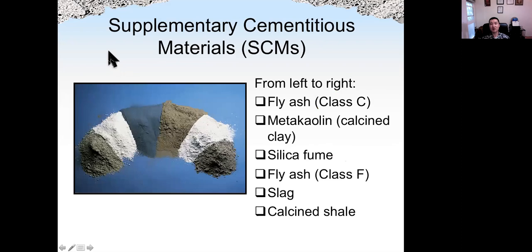The major types of SCMs include fly ash, which is a byproduct of the coal burning process. For fly ash, we have class C and class F. We also have metakaolin, which is calcined clay. Silica fume is another byproduct. Slag is a byproduct of the steel manufacturing process. And calcined shale clay.